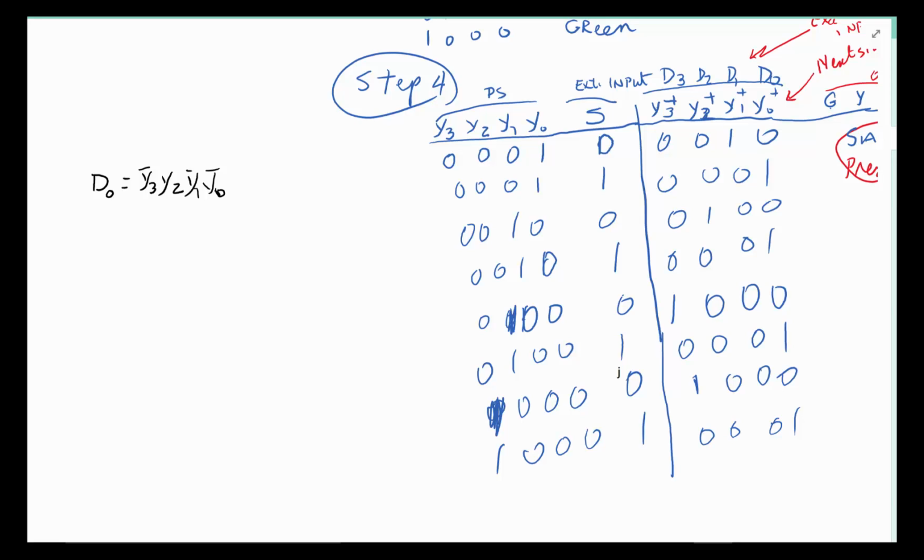Even though this is the only case that I have, I could potentially write it as simply y2. Does that make sense? But you just have to remember that you're assuming all the other states never happen, because it's a one-hot encoding.